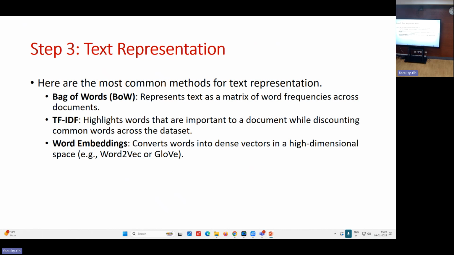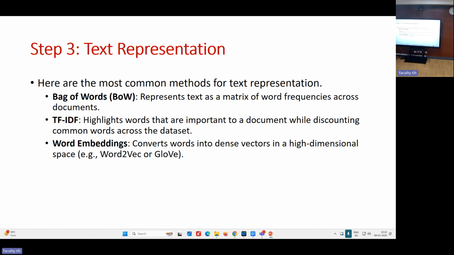Another is bag of words, in which you take into account the frequencies of the terms. How many times in a particular document a word has appeared, right? What are the occurrences of a particular word? So that is the bag of words method.